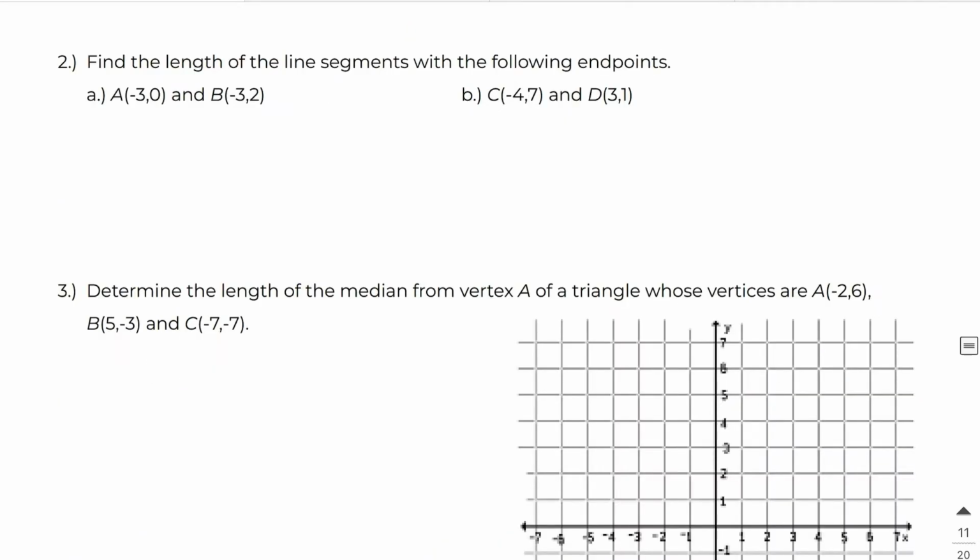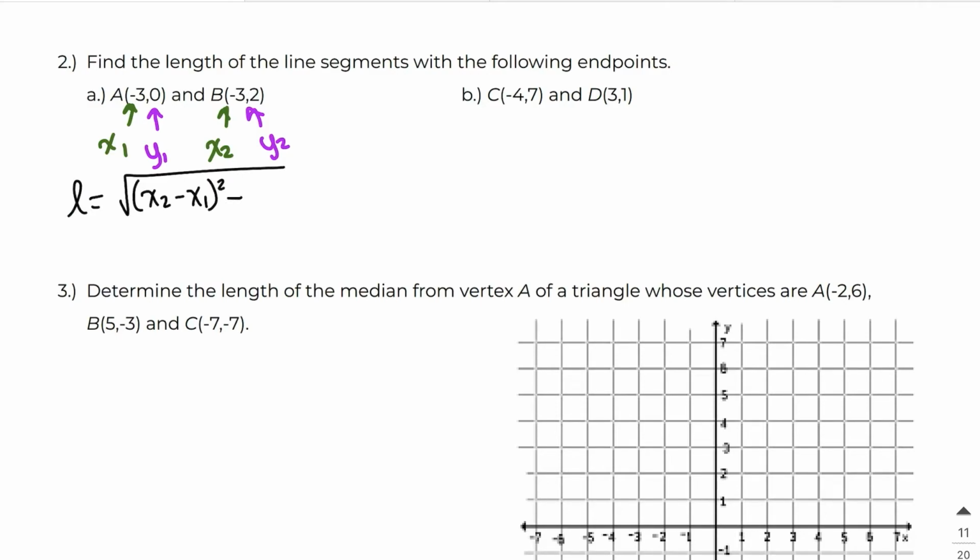Okay? All right, so question number 2, find the length of the line segments with the following endpoints. So right here, first thing I'm going to do is identify what's what. So this right here is x1, this right here is x2, this right here is y1, and this right here is y2. And we know the formula is L equals the square root of x2 minus x1 squared plus y2 minus y1 squared. Okay, so let's go ahead and fill in that information right here.